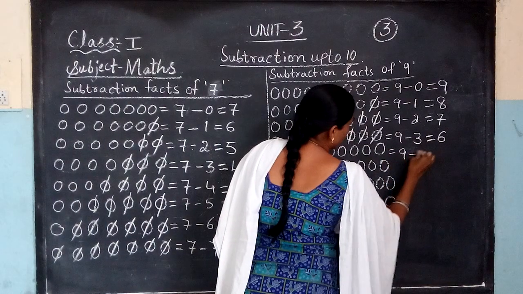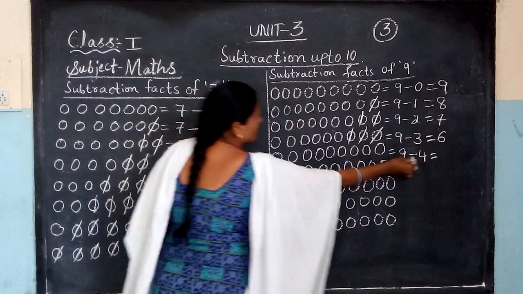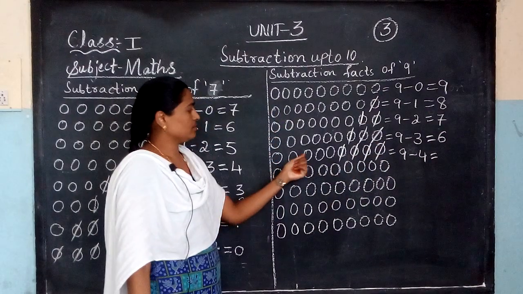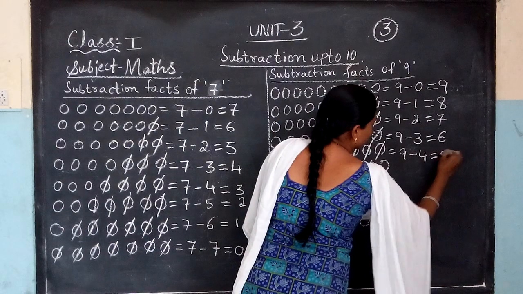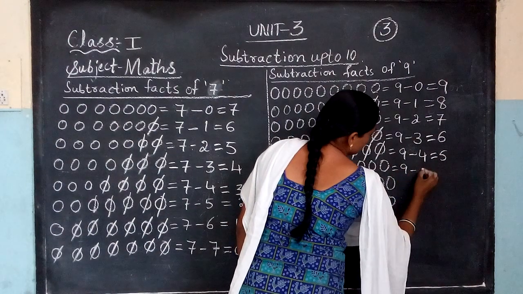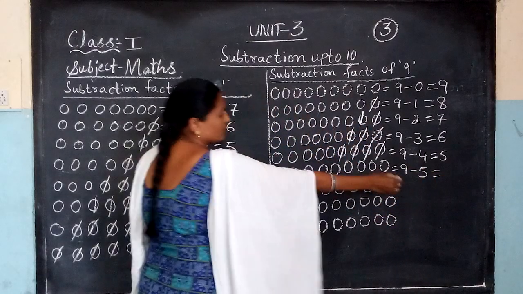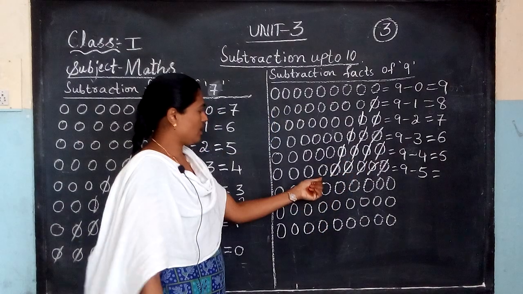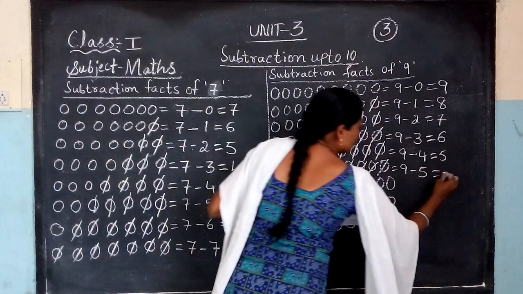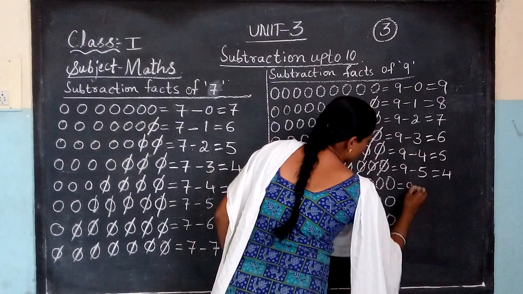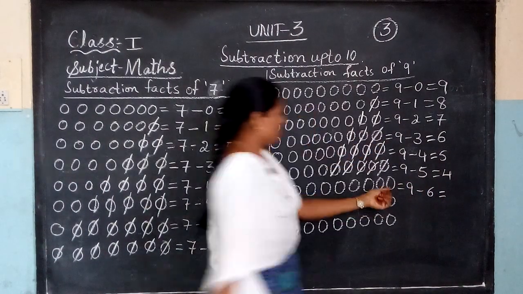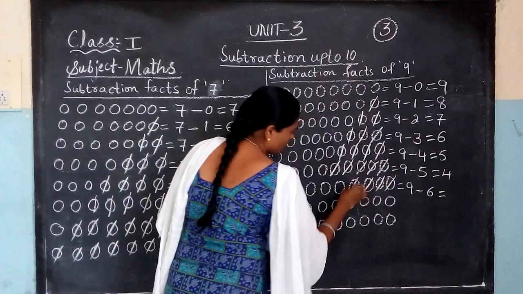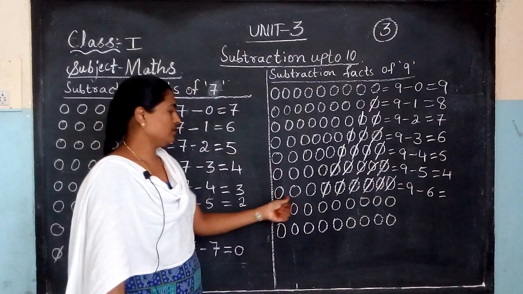Is equal to 9 minus 4. From 9 you take away 4. 1, 2, 3, 4. Remaining 1, 2, 3, 4, 5. Is equal to 9 minus 5. From 9 you take away 5. 1, 2, 3, 4, 5. Remaining 1, 2, 3, 4. 9 minus 6. From 9 you take away 6. 1, 2, 3, 4, 5, 6. Remaining 1, 2, 3.